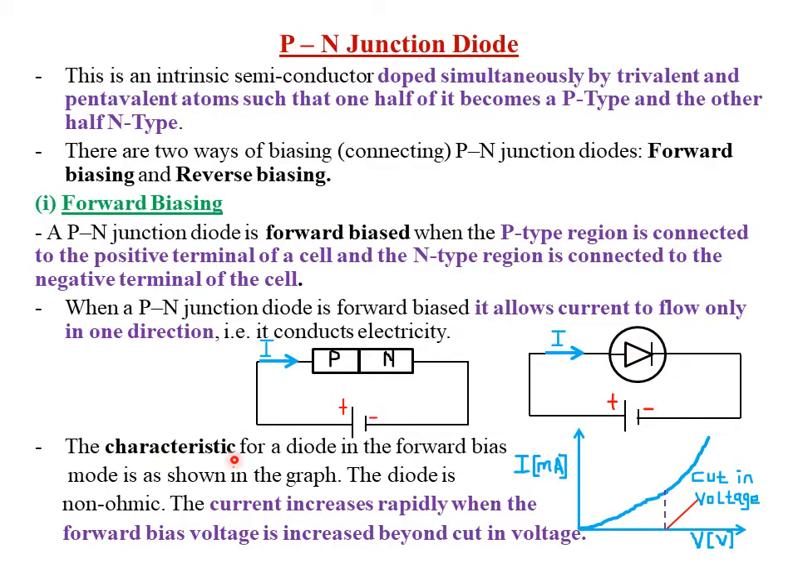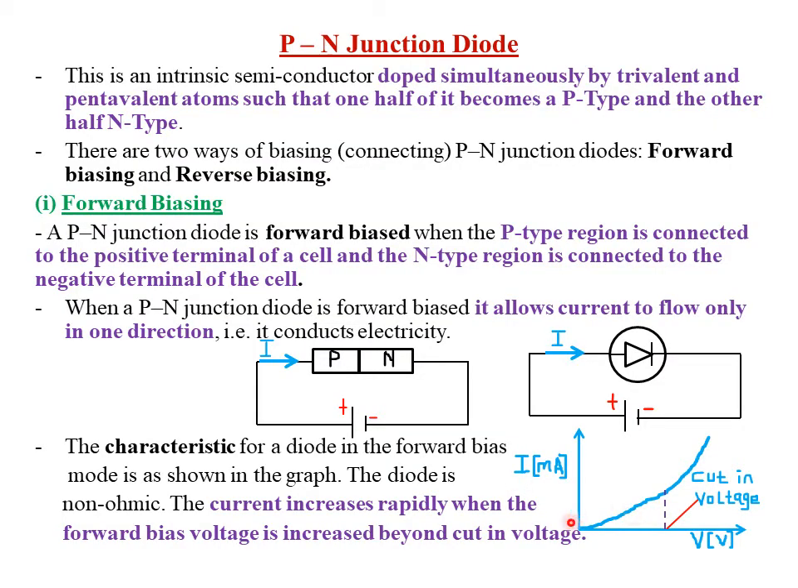Then the characteristic for a diode in the forward bias mode is as shown in the graph. So remember, when we talk of characteristic, we simply mean the graph of current against voltage for a forward biased diode.